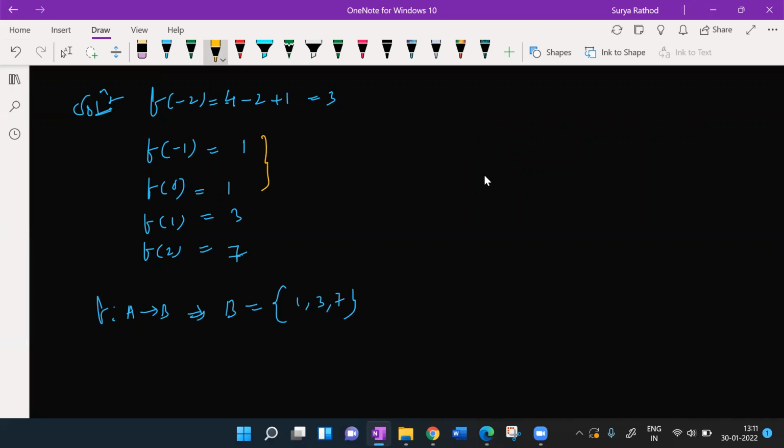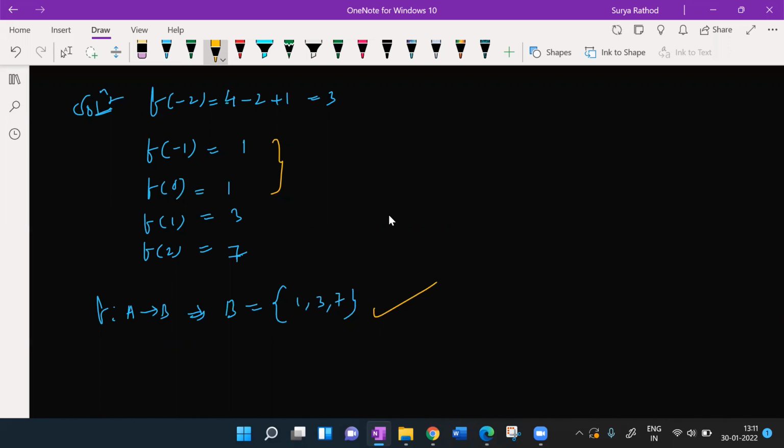Sir, why are you not writing 2 times? Instead, you can't repeat the elements. Clear? So only one time you need to write. 1, 3, 7. This is what your B value. Very simple.